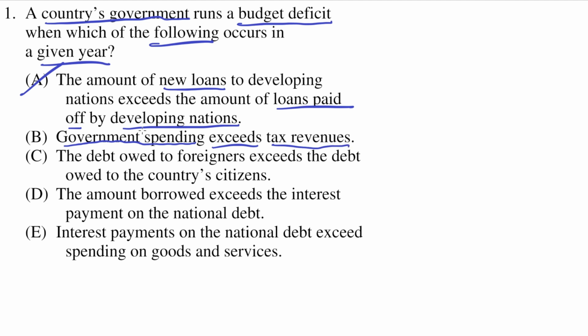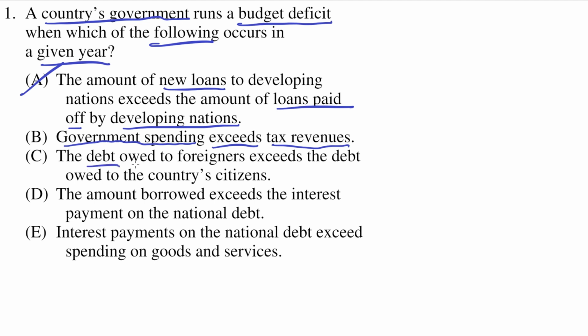So this means the government is spending more than it is earning in tax revenues, because tax revenues are how governments earn money to be able to spend. And since spending is more than the revenues, that means that this government is in a deficit. So this does indicate that a government is in a budget deficit. But let's check the others.